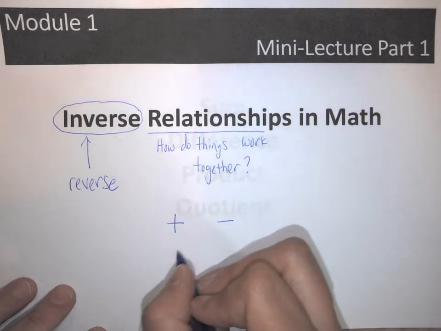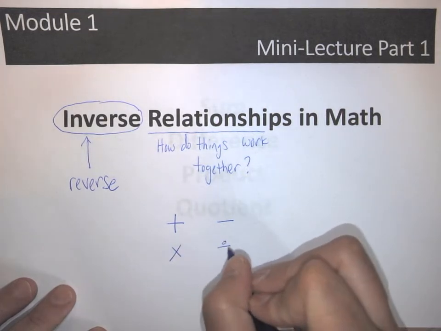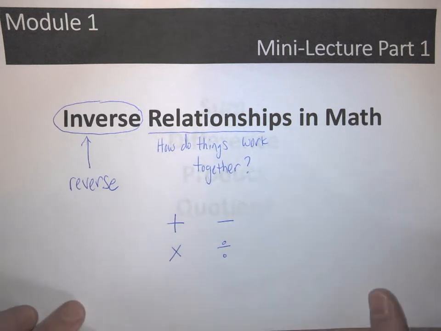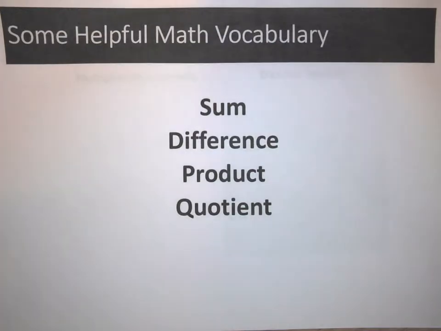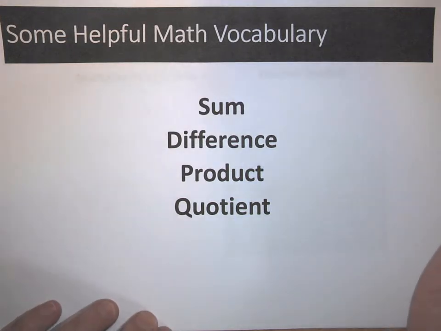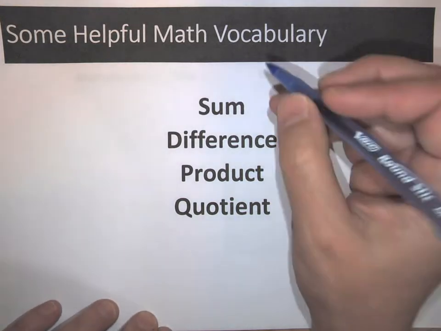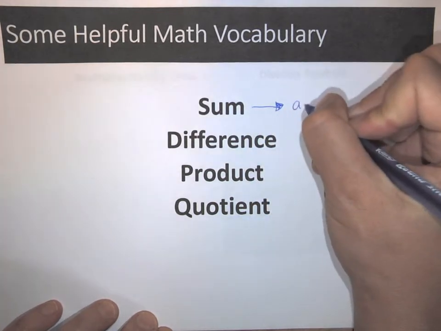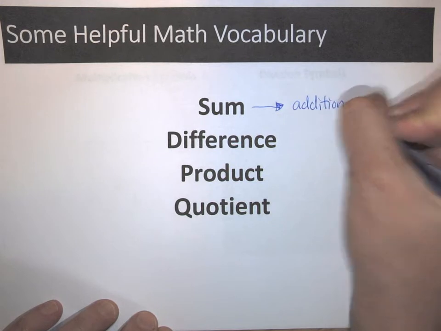And the other one we're going to talk about today is multiplication and division. And then later on in the course, we'll talk about other inverse relationships in terms of math functions. So just a little bit of vocabulary. These are some very common words associated with each one of the basic math operations. And if I'm asking for a sum, I'm asking for the answer to an addition problem.